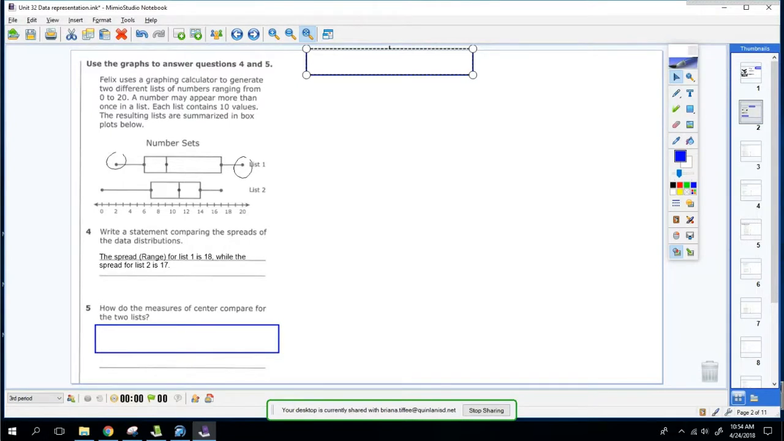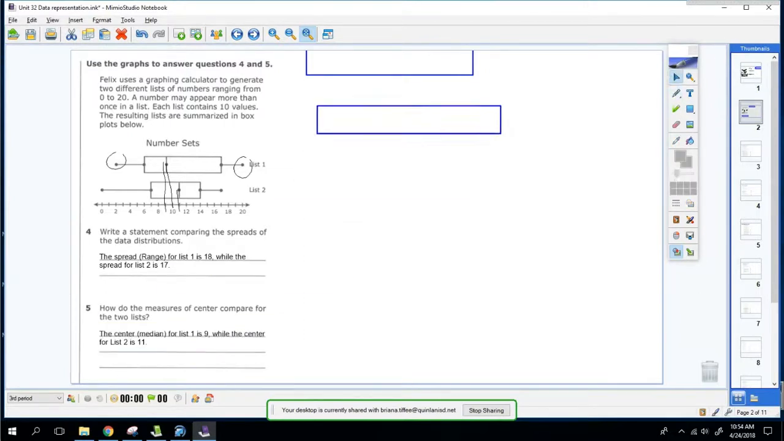And then 5 is talking about the center. Well, another word for center is median. So the median is right here. Whoops, a little off. And right here. So the median for list 1 is 9, while list 2 is 11.